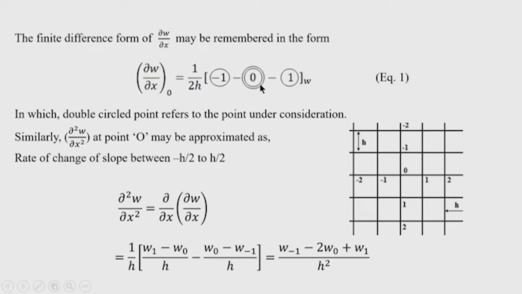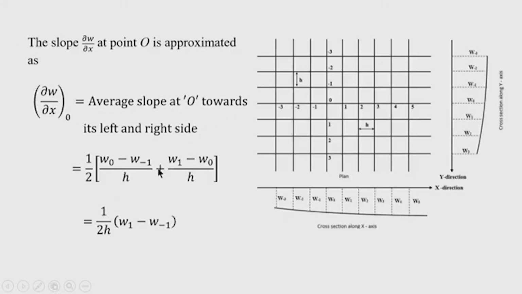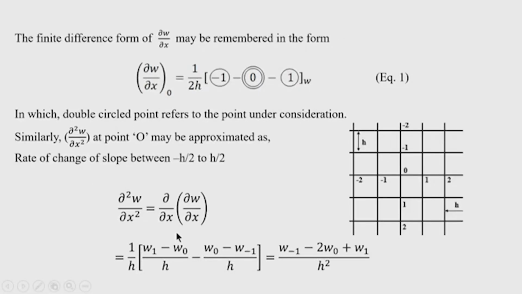So, here you can see in the earlier case the final result is dw by dx at O equal to 1 by 2h into (w1 minus w minus 1). So, there is no value of w at 0 appearing in this equation. Therefore, the coefficient of w naught is 0, and the center point is the node. This is called a stencil.